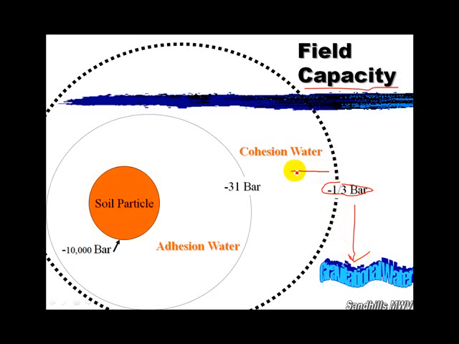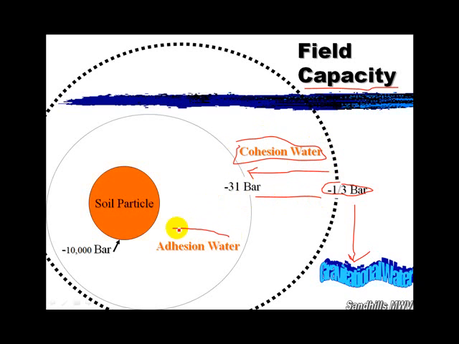The cohesion water from negative 1/3 bar, and a bar is about 30 pounds of pressure, so that's negative 30 pounds of pressure. So that's a suction, that's a tension. A vacuum could create these negative tensions, which hold water. But this water is going to be available for the plants. The cohesion water, that's the water-to-water water.